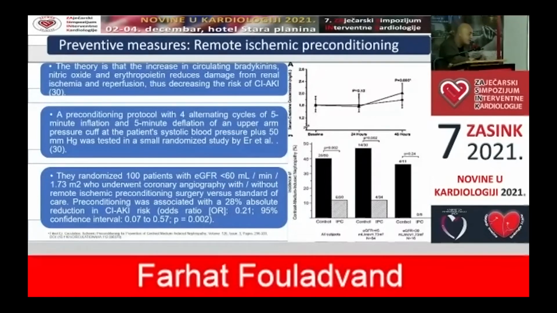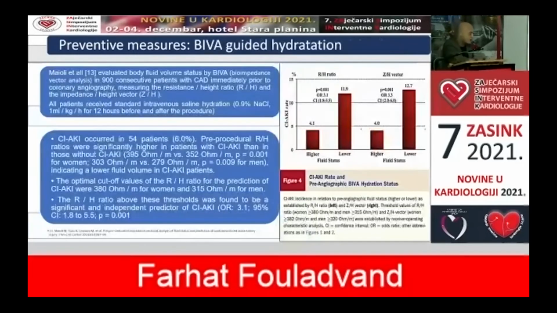But in the kidneys, you have the vasodilatation. So probably also there, a small study demonstrated a reduced incidence of contrast nephropathy by using this technique. It's difficult to say. BIVA is another, this is bioimpedance vector analysis.